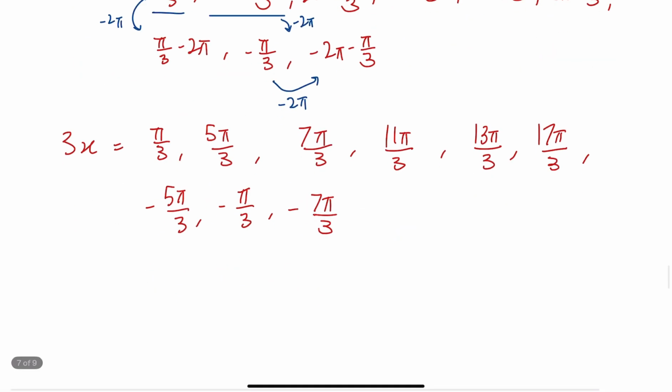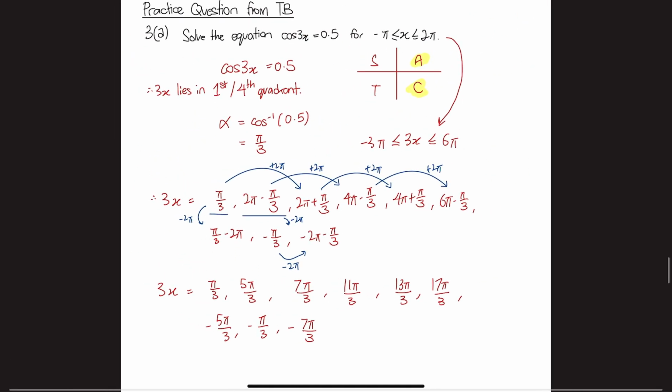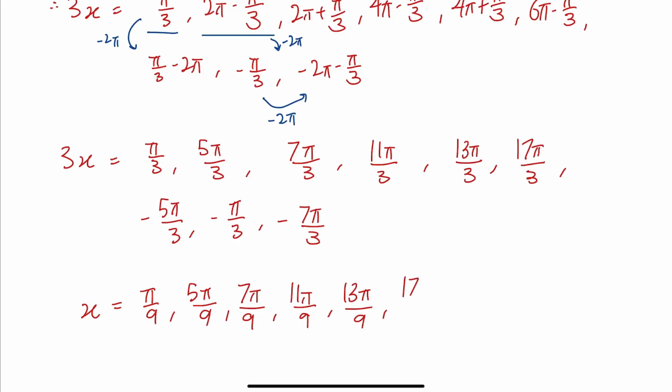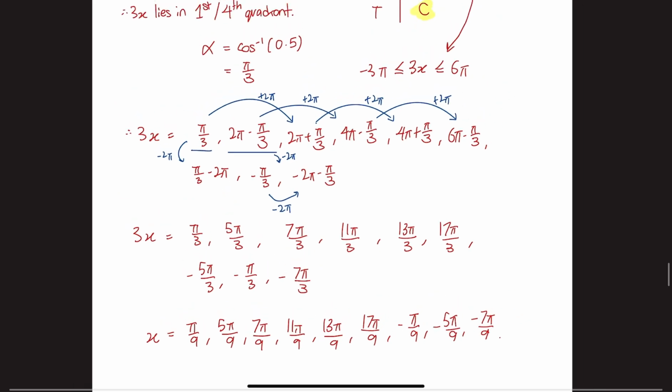The question is to solve the equation. I want to find x, not 3x. Therefore, for the final answer, I divide everything over here by 3. The final answer is simply x is equal to pi over 9, 5 pi over 9, 7 pi over 9, 11 pi over 9, 13 pi over 9, 17 pi over 9, negative pi over 9, negative 5 pi over 9, and negative 7 pi over 9. And with that, we have the solution to this question.